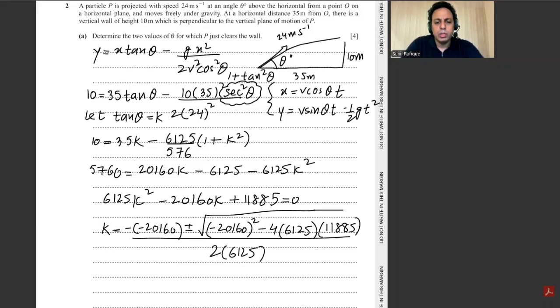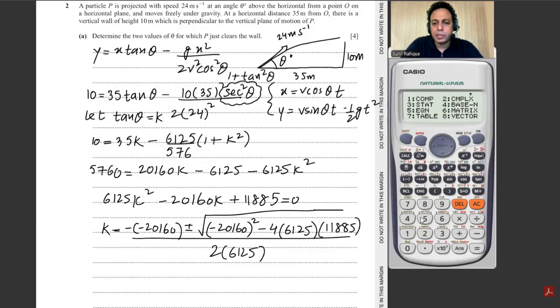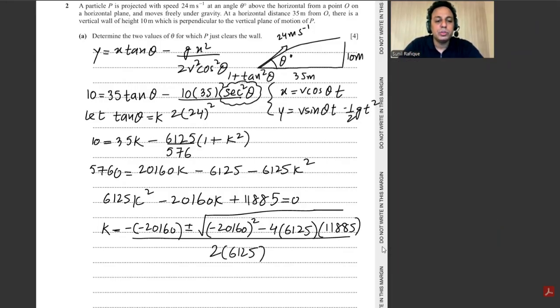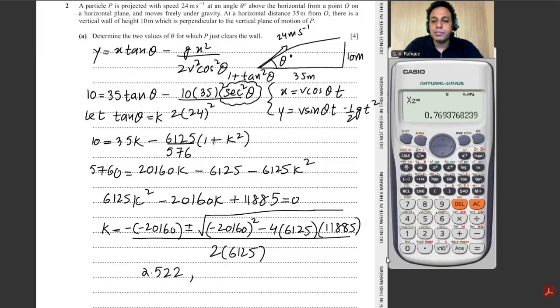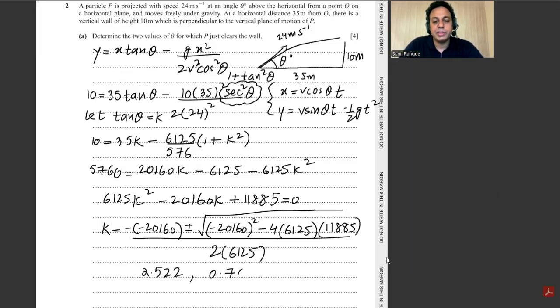Okay, so now I can just use my calculator to solve this quadratic equation. So go to the quadratic and carefully put in the numbers 6125, minus 20160, and the next one is 11885. So that's going to be 2.522, and the second one is going to be 0.769. Okay. So k, let's bring back the tan theta.